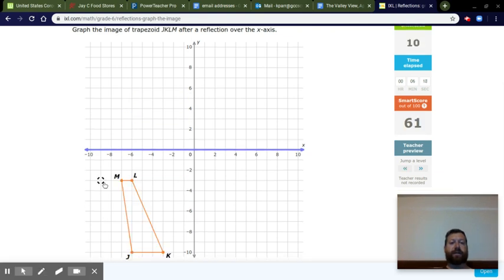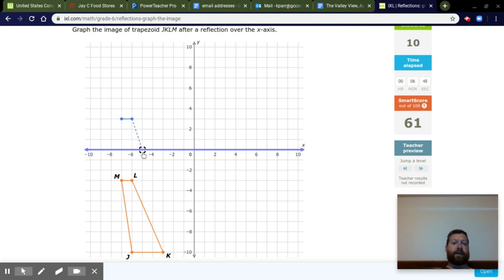Okay, here's a problem that's a little bit different, just because the shape isn't a rectangle or a square. I'm going to still reflect it across the x-axis. And I'm going to start with my point M right here. I'm going to see that it is 1, 2, 3 away from the x-axis, and I'm going to count up 1, 2, 3 and put my next point. Then I could go to the point L and see that it is 1, 2, 3. And I can put that point right there.